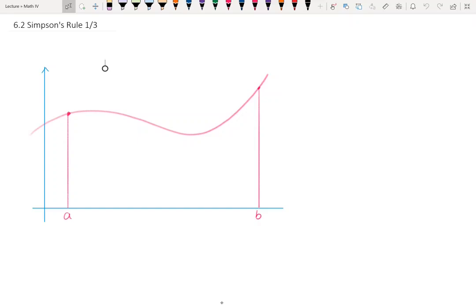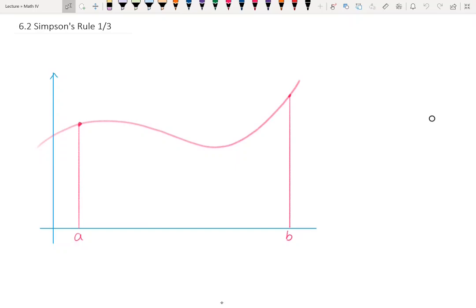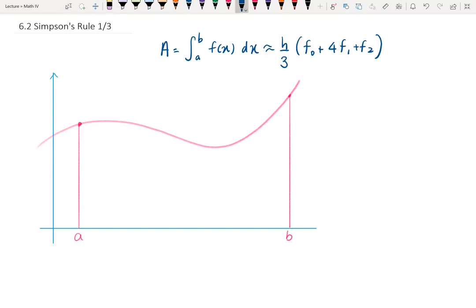Okay, now we continue to the Simpson's rule 1/3. The concept of Simpson's rules is actually quite similar with the concept of trapezoidal rules. Like trapezoidal rules, the Simpson's rules also has its own basic formula, which is A equals integration between a to b, function f(x) dx, approximated to h over 3, f0 plus 4 f1 plus f2.